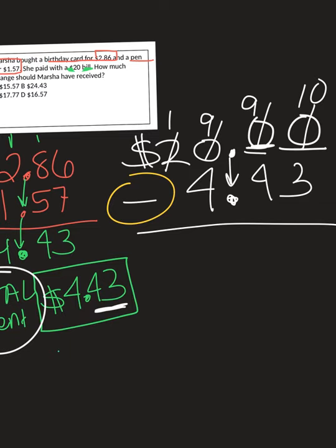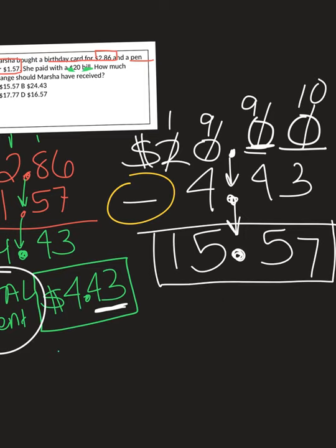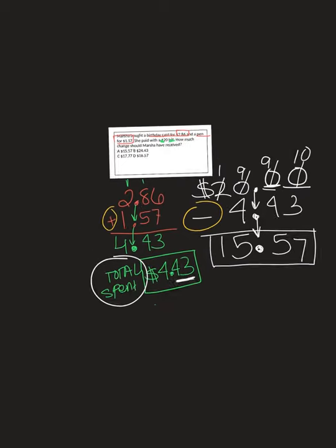10 minus 3 is 7. 9 minus 5 is 4. Bring down the decimal. And then 9 minus 4 is 5. Bring the 1 down. And there you go. I have a total. What's left is $15.57.